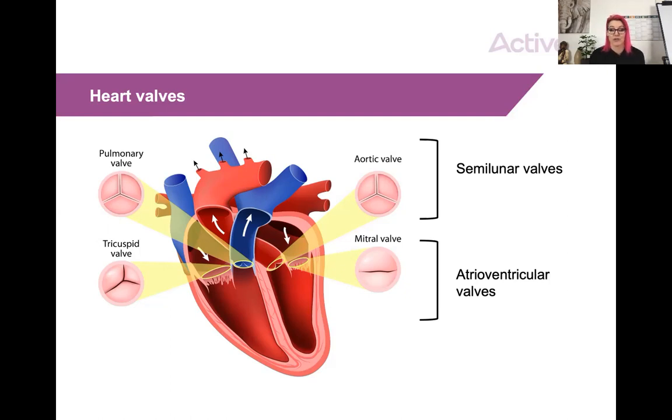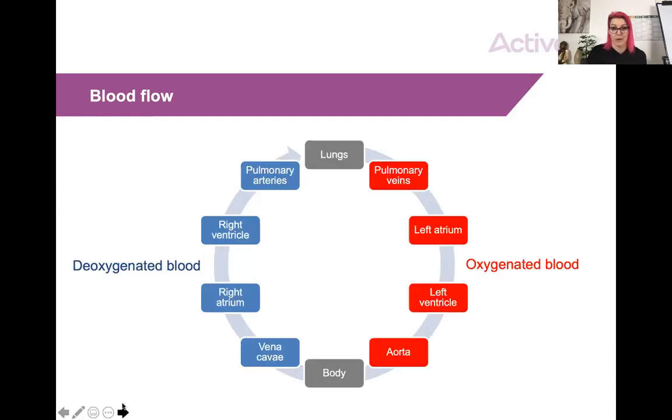And then you've got the pulmonary valve, which is stopping the blood going back from the pulmonary artery into that right ventricle. So the semilunar valves are stopping the backflow from the arteries into the ventricles, and the atrioventricular valves are stopping the blood flow from the atrium to the ventricles. So you have 4 valves that you will need to know as well. And we're going to go through that in a whole process in a moment.